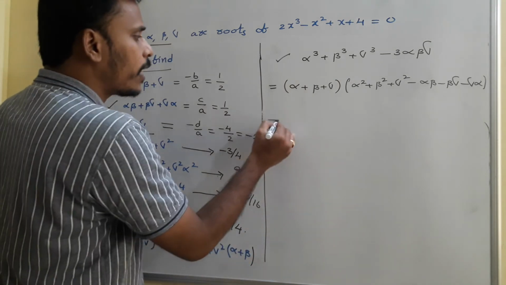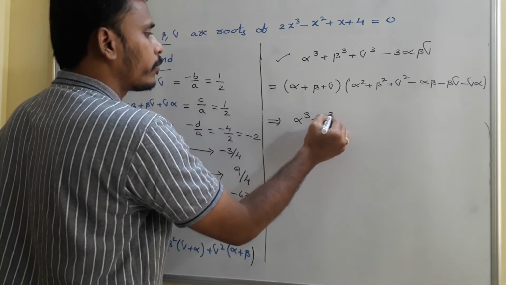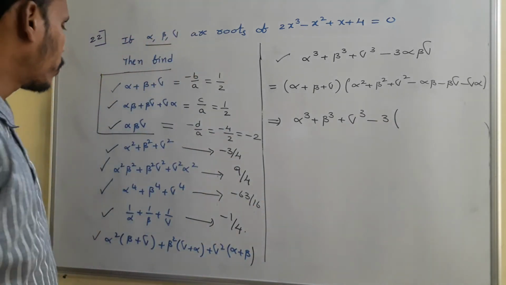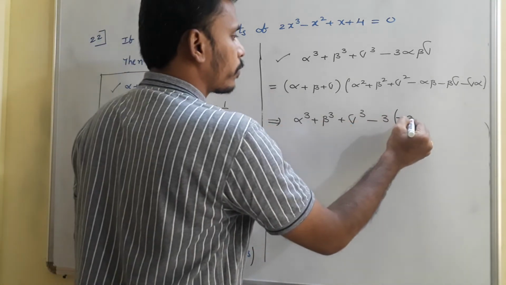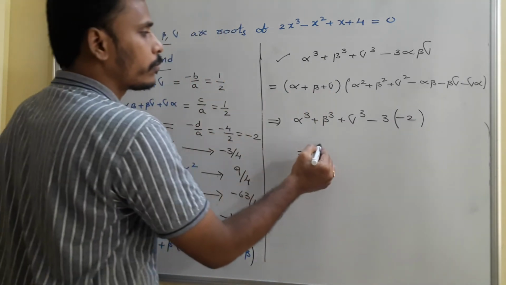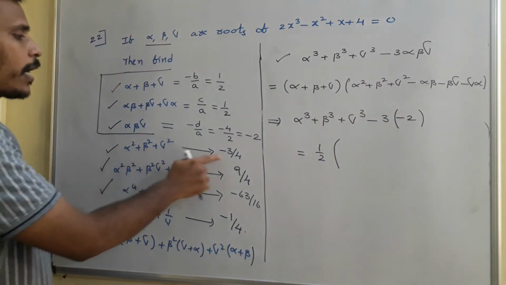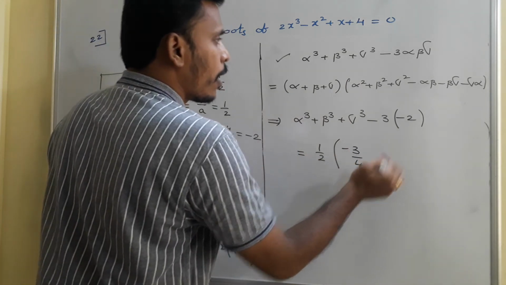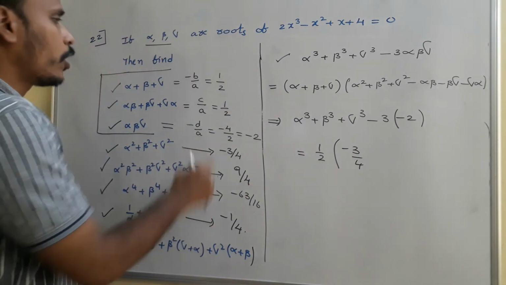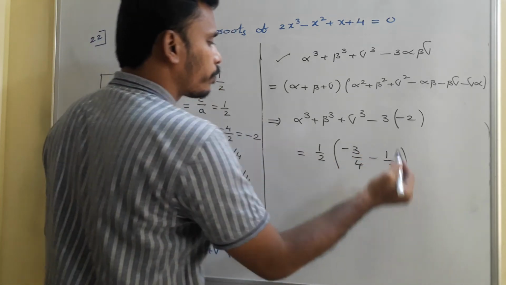So that implies, this alpha cube plus beta cube plus gamma cube I need to find, minus 3 into alpha beta gamma. So what is alpha beta gamma? Minus 2. It is equal to alpha plus beta plus gamma, which is 1 by 2, into alpha square plus beta square plus gamma square, we found it as minus 3 by 4, minus alpha beta minus beta gamma minus gamma alpha. Just to take out that minus, you are left with alpha beta, beta gamma, gamma alpha, which is 1 by 2. So minus 1 by 2.